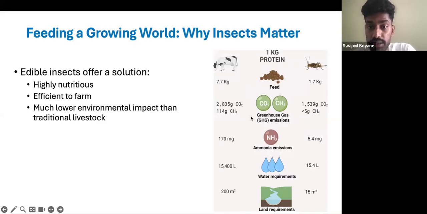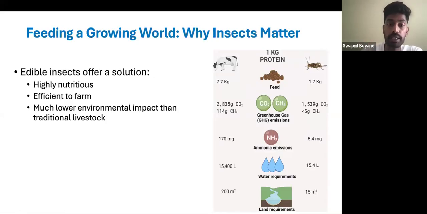If you look at the methane gas, it's going to be 114 grams, whereas for insect food it's going to be less than 5 grams of methane, right? And then we have water requirements. To have conventional livestock production, you need like 15,000 liters of water, whereas for insects it's just going to be 15.4 liters of water, right? And one of the main reasons that people started considering insects as a future food is also the land requirement. The land requirement in conventional livestock food production is going to be 200 square meters, whereas insects take a very small amount of land. These are the main reasons that drew the attention of scientists, and they started thinking about alternative food sources, insects being one of them.